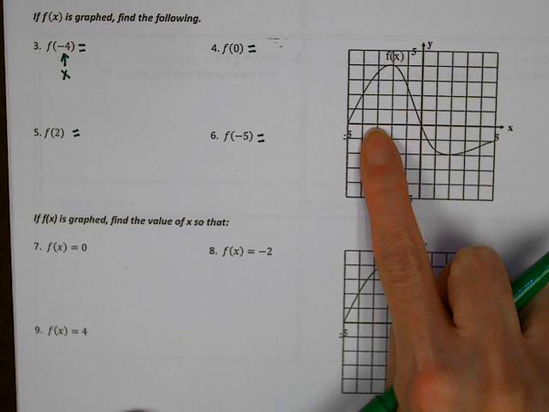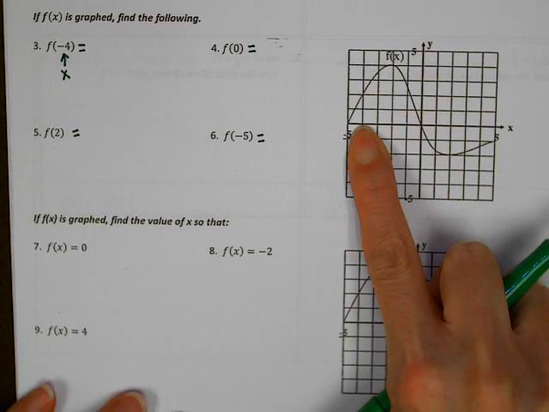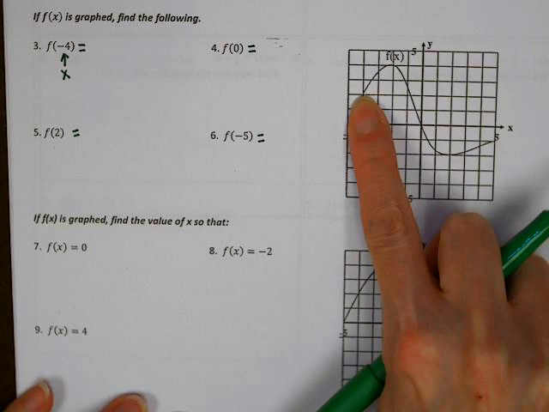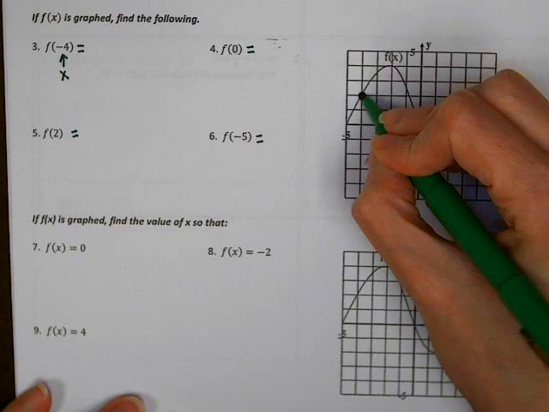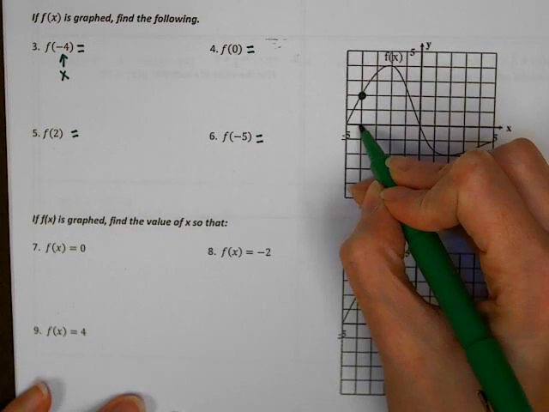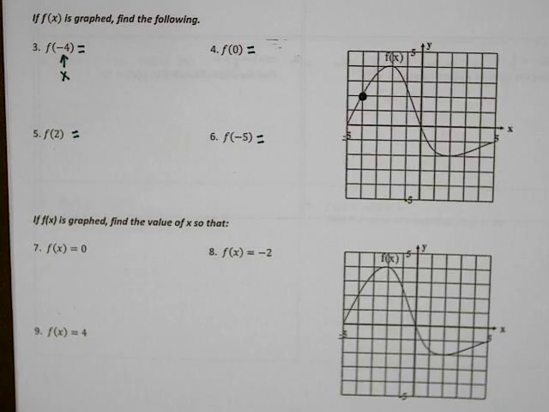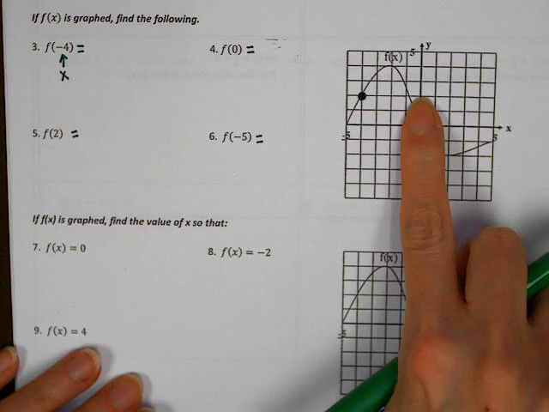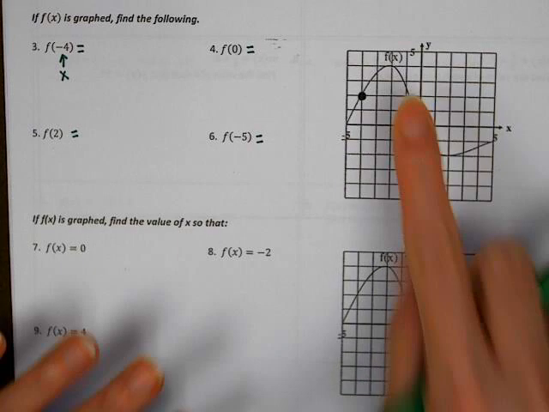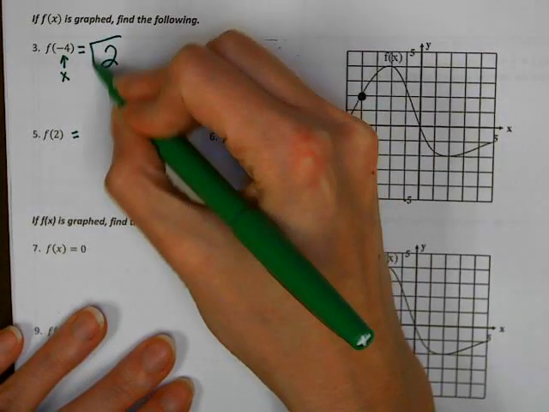So 1, 2, 3, 4. Okay, so go to -4 and then see where it hits the graph. So that's right here. Isn't this the value -4 comma something? So the question is, what's the y value here? And I hope you guys would say it's at 2. Okay, so this equals 2.